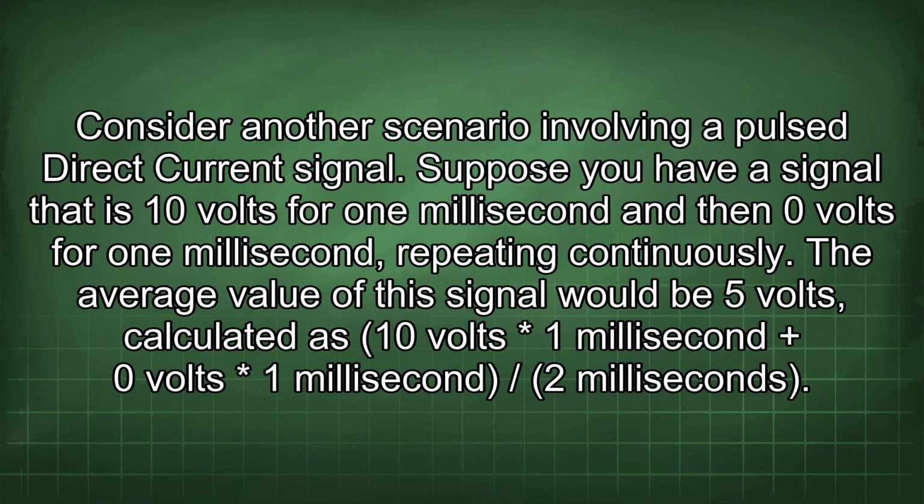Suppose you have a signal that is 10 volts for 1 millisecond and then 0 volts for 1 millisecond, repeating continuously. The average value of this signal would be 5 volts, calculated as (10 volts * 1 millisecond + 0 volts * 1 millisecond) / 2 milliseconds.